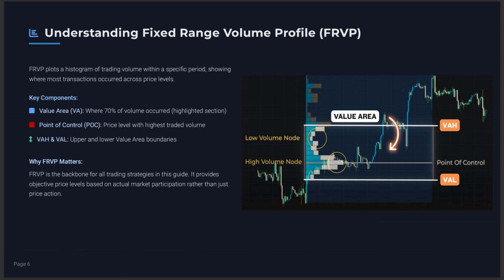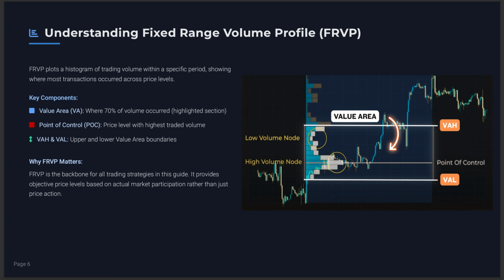Here's what you'll see when you draw it out. You'll have bars extending horizontally from the price axis, with longer bars representing higher volume at those price levels. You'll also see a highlighted section. That's your value area, where 70% of the volume occurred. And you'll notice a line extending from one of the bars. That's your point of control, the level with the absolute highest volume.